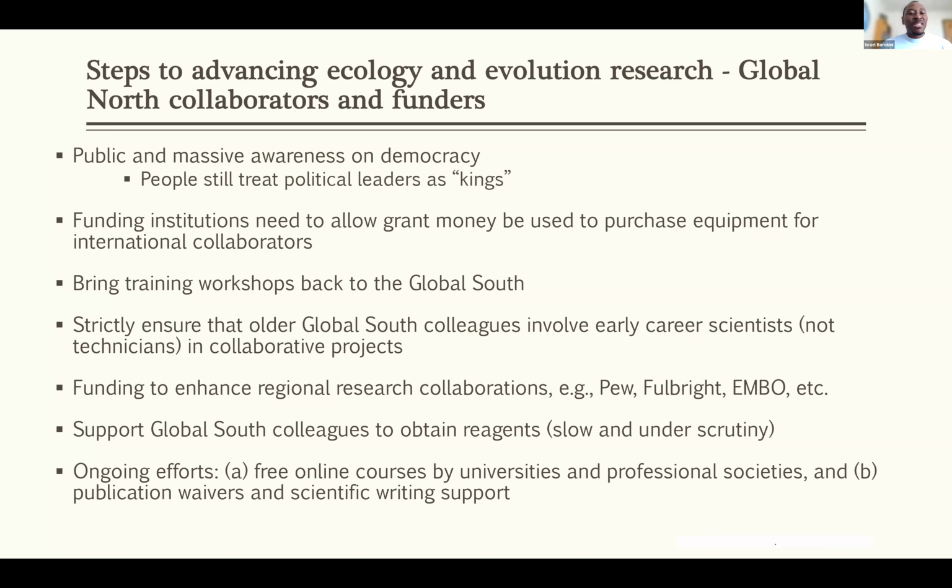So some of these funding institution policies actually perpetuate parachute science because we cannot use money to train people, we cannot use money to buy equipment to train them in their local institutions, but we want to do research in the global south. So we need to rethink those policies so as to allow the grant money to be used to purchase equipment that will be used by local collaborators in the global south.